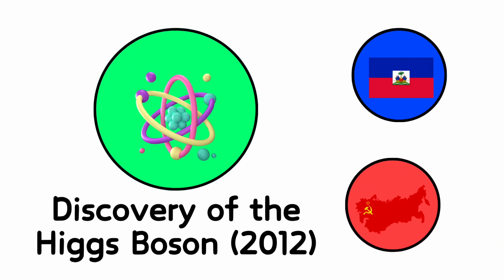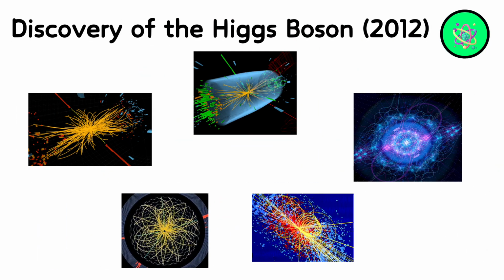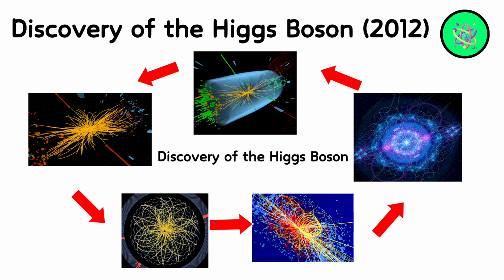Discovery of the Higgs boson, 2012. In 2012, scientists at CERN, the European Organization for Nuclear Research, announced the discovery of a particle consistent with the Higgs boson, often referred to as the God particle. This discovery was significant because the Higgs boson is a fundamental particle associated with the Higgs field, which gives mass to other fundamental particles.